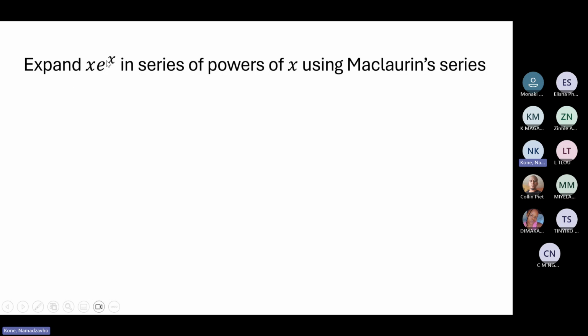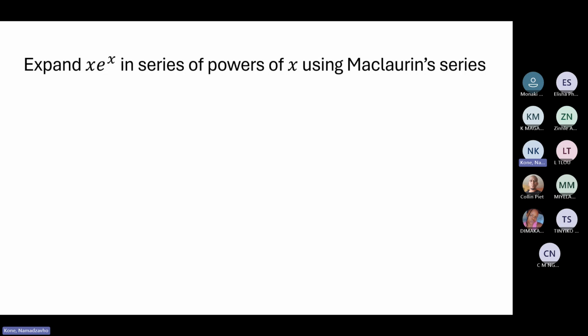Like in this case, our function of x is x multiplied by e to the power of x. Now we want you to rewrite this as a series, as a sum of terms that will add up to give you back the function f of x. And the process is very simple.